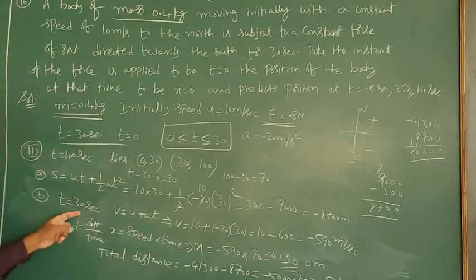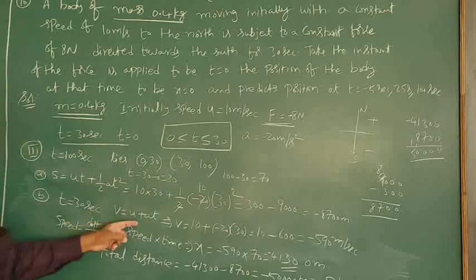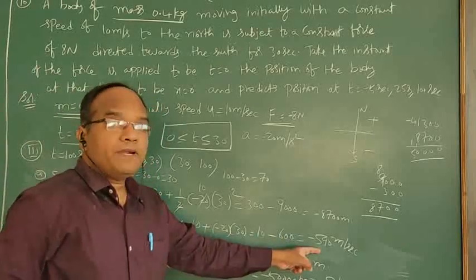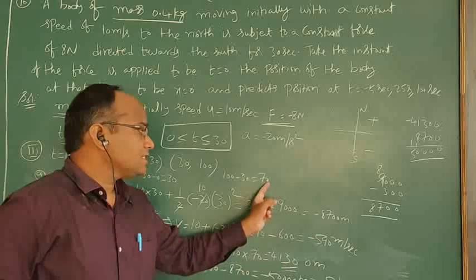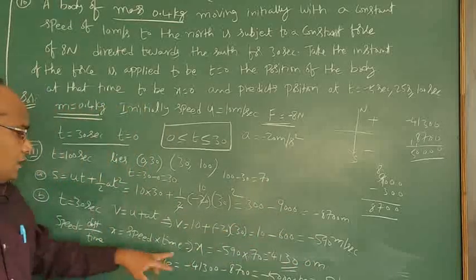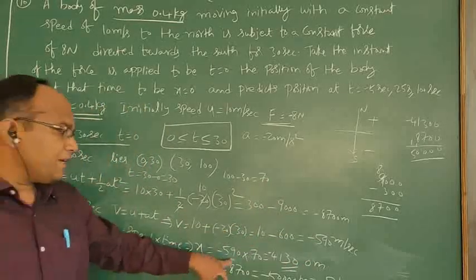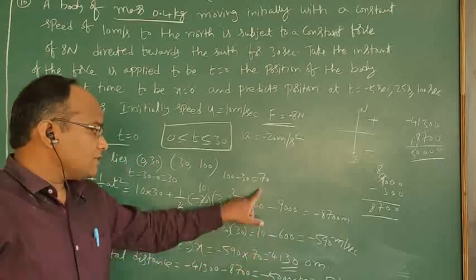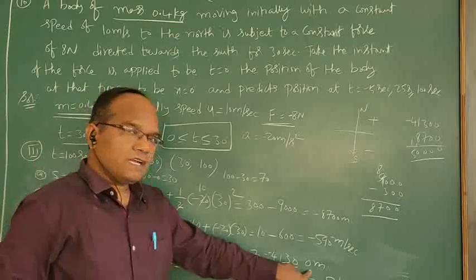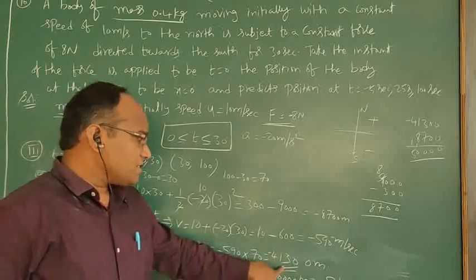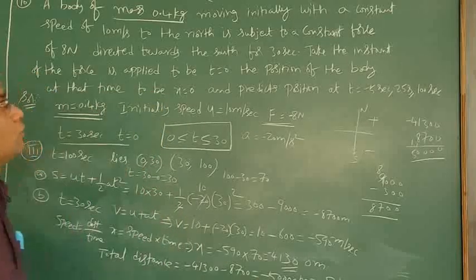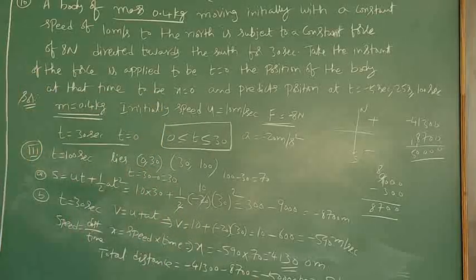So t is equal to 30 seconds. First, v is equal to u plus at, I will find out the final velocity. I got this one. How much is the time? 70. So what is the formula? Distance is equal to speed into time. This much speed it is moving, for 70 seconds. So I got this value. So total distance, if I add this plus this, I will get minus 50 kilometers. Got it.